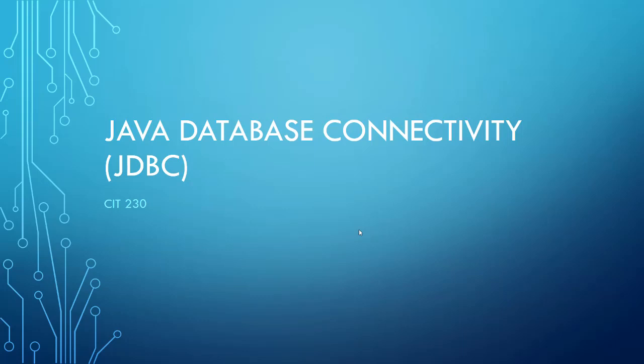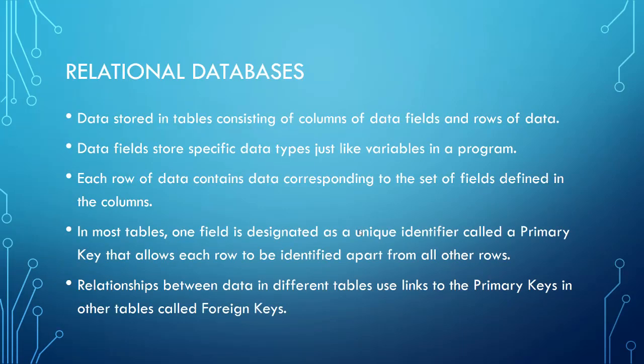Java database connectivity. Computer scientists have been using relational databases since the early 70s as they have proven to be the most efficient and easiest form of storing and working with large sets of data, particularly when we need to frequently interface with that data by adding, removing, and editing it.